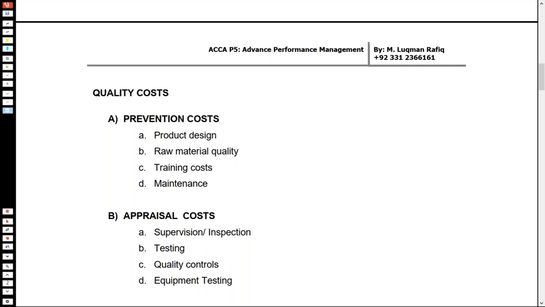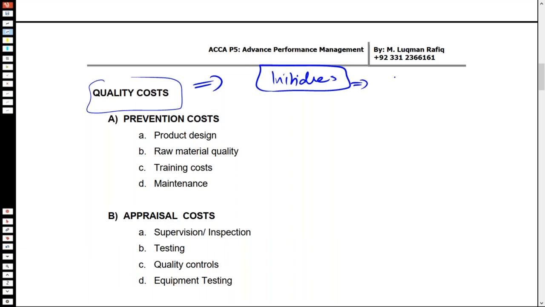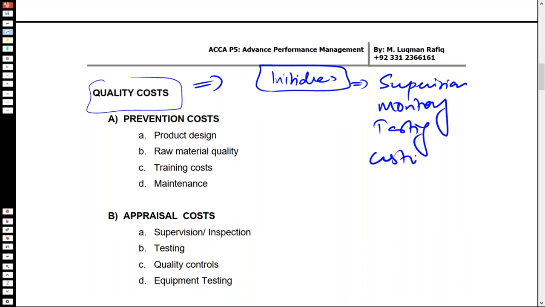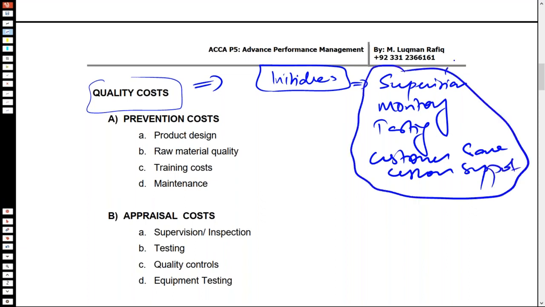Now, when it comes to quality management, there is a very important concept which is called the concept of quality cost. Let me give you a brief background to this concept. Generally speaking, there are a lot of initiatives that a business undertakes in order to manage its quality. Those initiatives include, for example, supervision, monitoring of the production of the goods, testing, customer care, customer support, etc. There are a lot of things which ultimately are connected to quality.